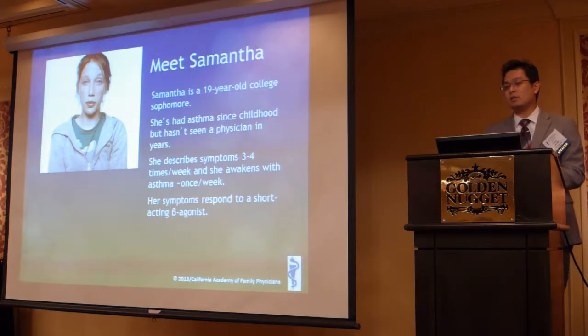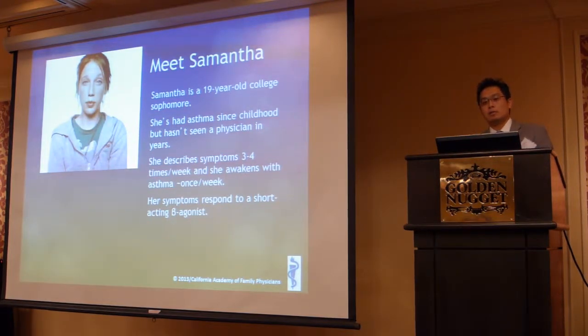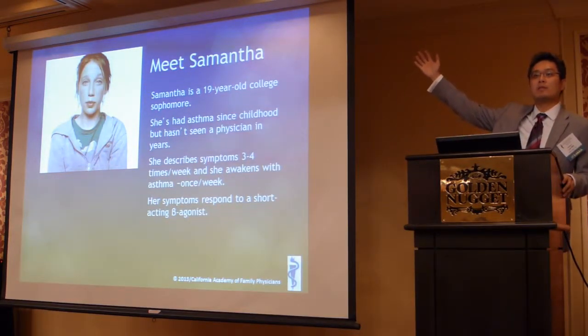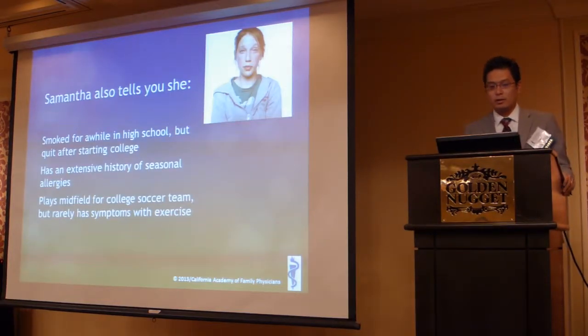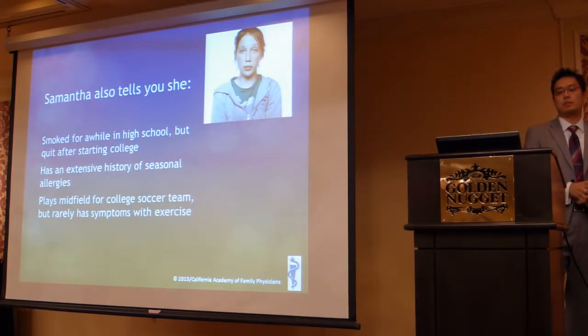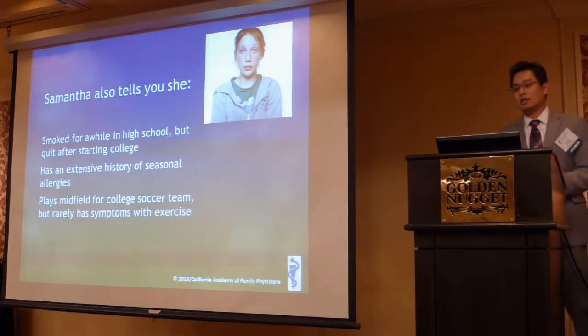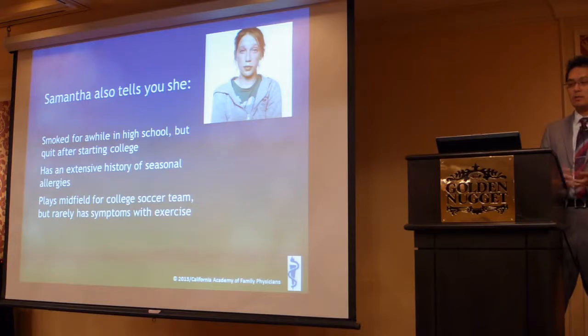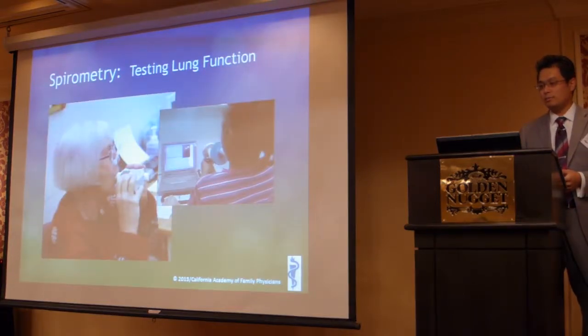So Samantha is a 19-year-old college sophomore. She's had asthma since childhood, but hasn't seen a physician in years. She describes symptoms 3 to 4 times a week. She awakens with asthma once a week. Her symptoms do respond to short-acting beta agonists. Anybody have patients like her? We all have patients like her. She also tells you she smoked for a while in high school, but quit to start college. She has an extensive history of seasonal allergies. She plays midfield for her college soccer team, but doesn't really have symptoms when she exercises.